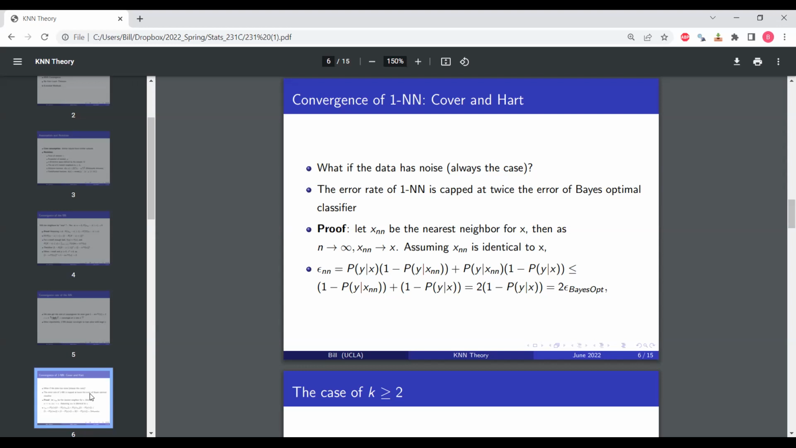So what we do here is symmetry, because x_n is identical to x. We can just combine the two products to get the final result: 2 times 1 minus the conditional probability of y given x, which is just the error for the Bayes optimal classifier. Here we can use the less than or equal sign, because we know that the probability is always between 0 and 1. So here we have an error bound for the case where we're looking at only the nearest neighbor, or the 1-NN case. But what about when k is greater than or equal to 2?